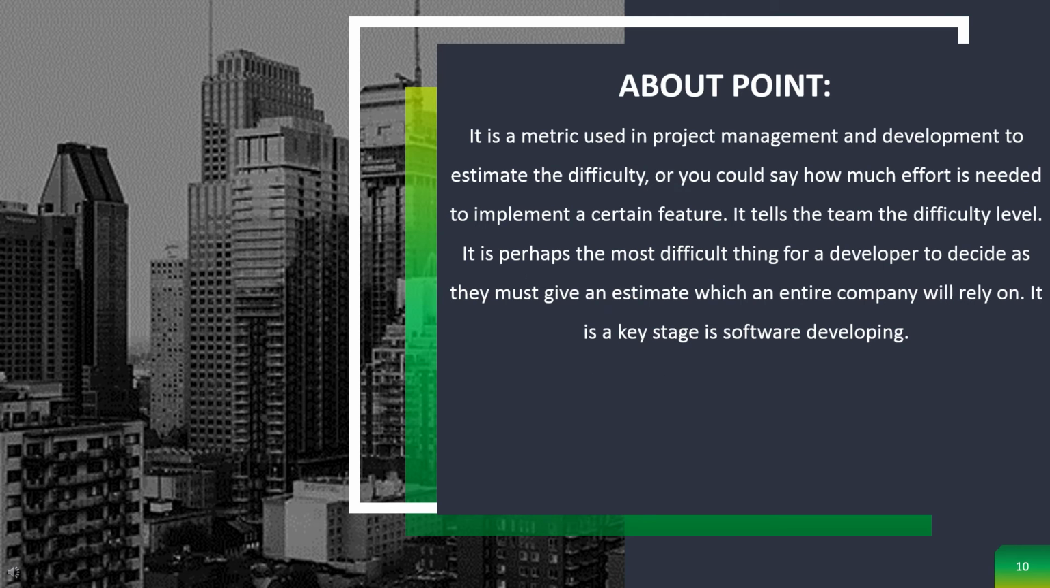About point. It is a metric used in project management and development to estimate the difficulty, or you could say how much effort is needed to implement a certain feature. It tells the team the difficulty level. It is perhaps the most difficult thing for a developer to decide, as they must give an estimate a company will rely on. It is a key stage of software development.